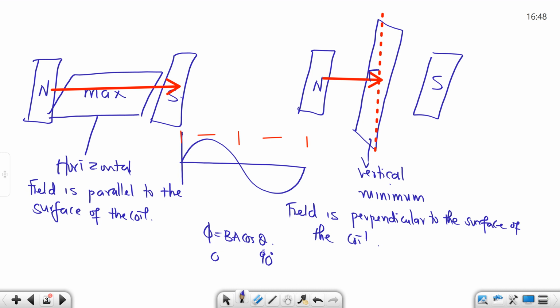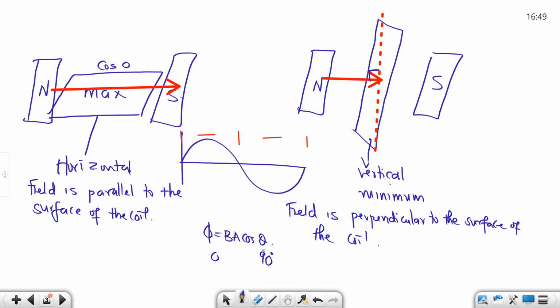Cos 90 is 0. But check the angle here. It is cos what? 0. Because those lines are, the coil is parallel to the what? Surface. And cos 0 is 1. And that's the maximum value for cos. We're going back to the 3 graphs.